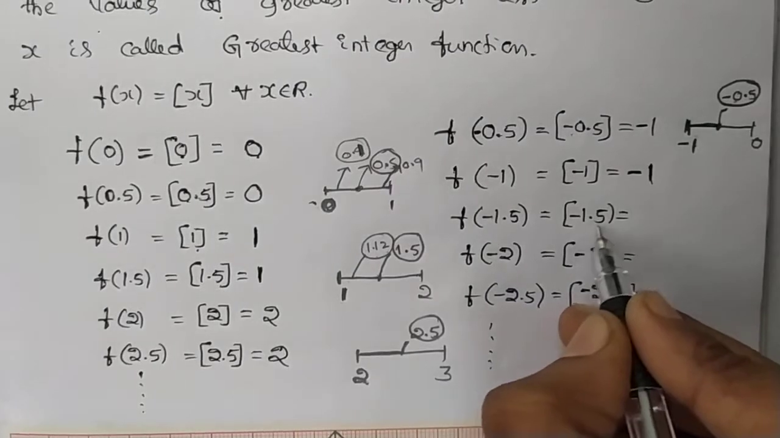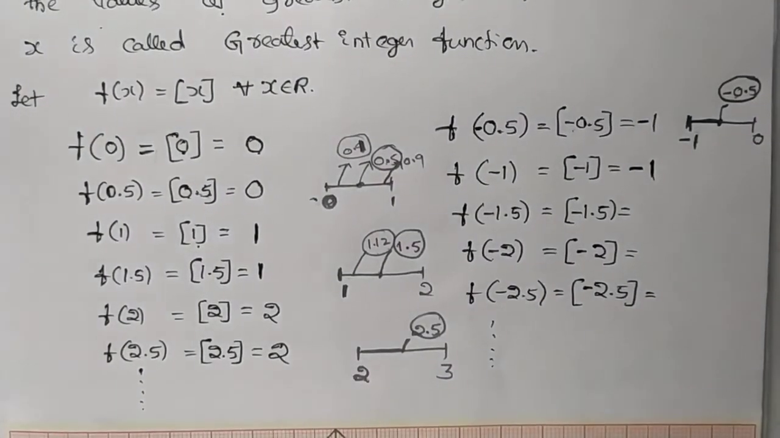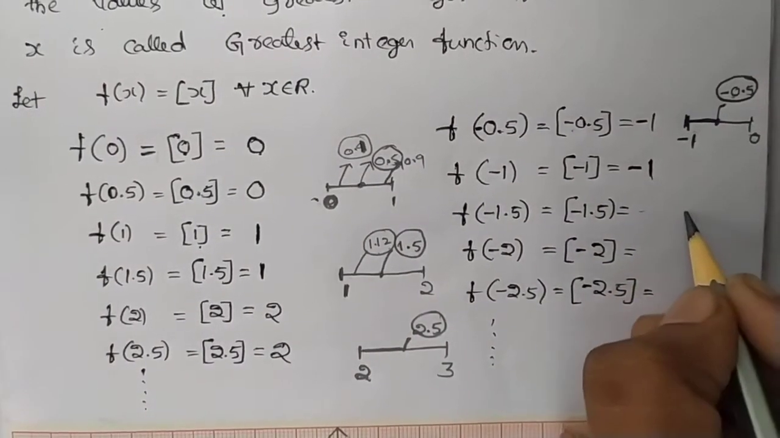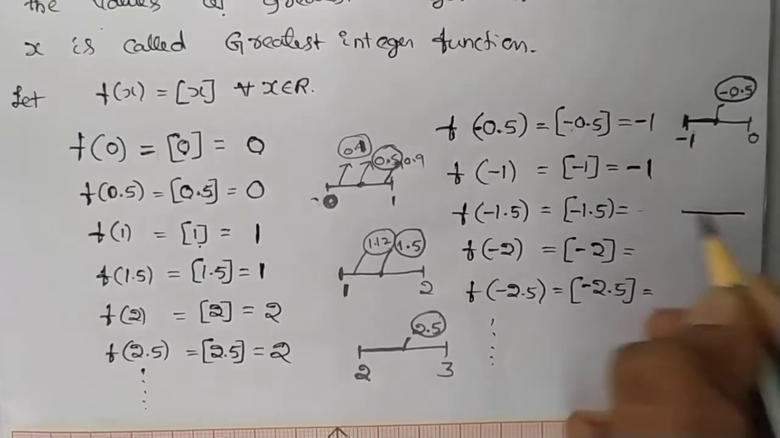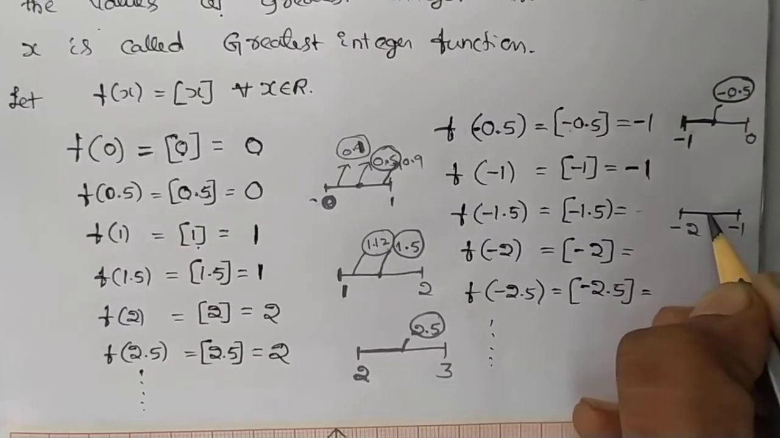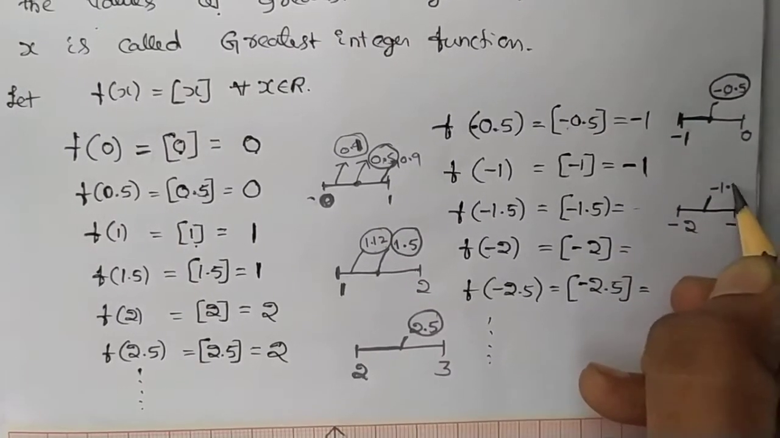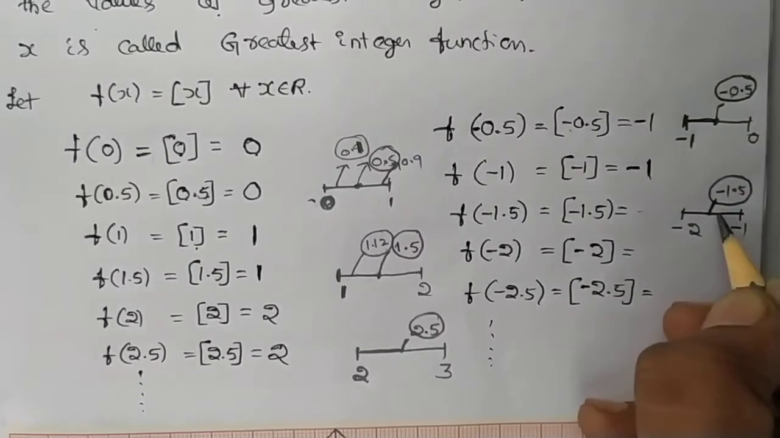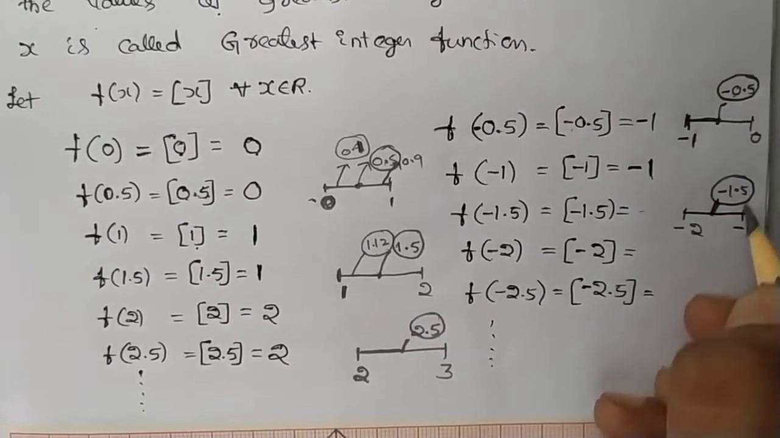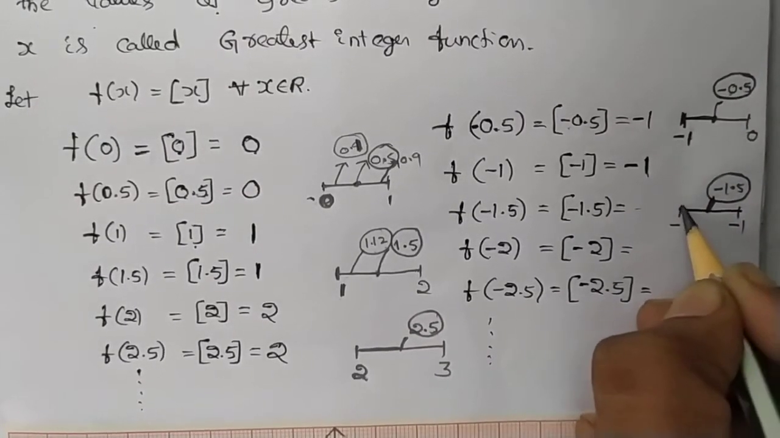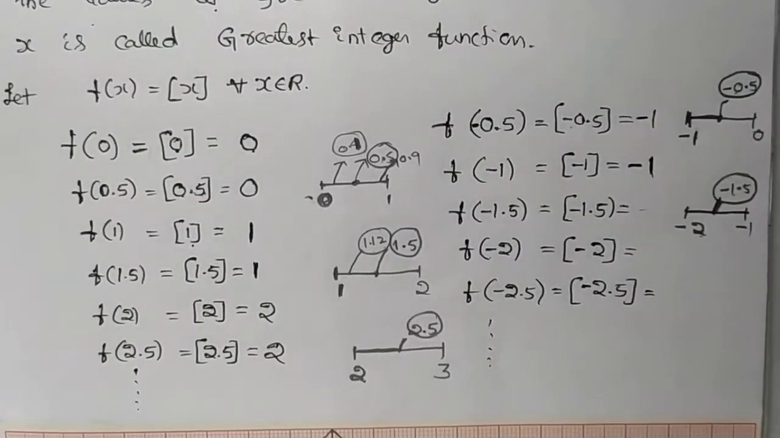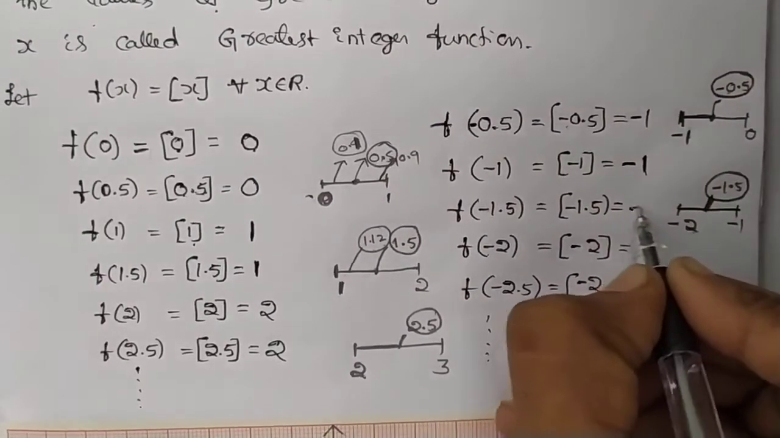What about the greatest integer for the value minus 1.5? Is it 2, minus 2 or minus 1? Let us see. You just take a number line. It is minus 1 and it is minus 2. Minus 1.5, where it will come? It is minus 1.5. Right? For the greatest integer for the value minus 1.5, I already told you that you just move on to its left. Here we will find the value minus 2. Therefore, the greatest integer for the value minus 1.5 will be minus 2.